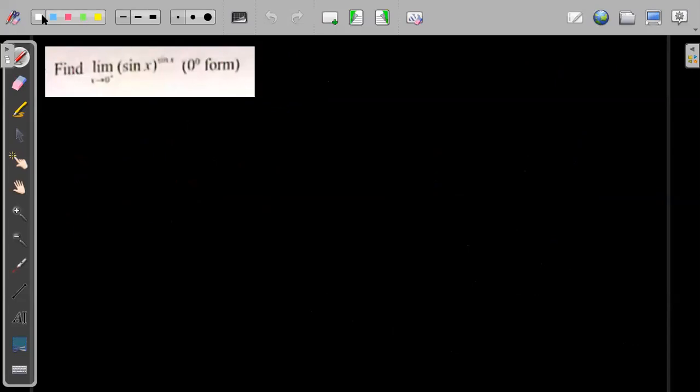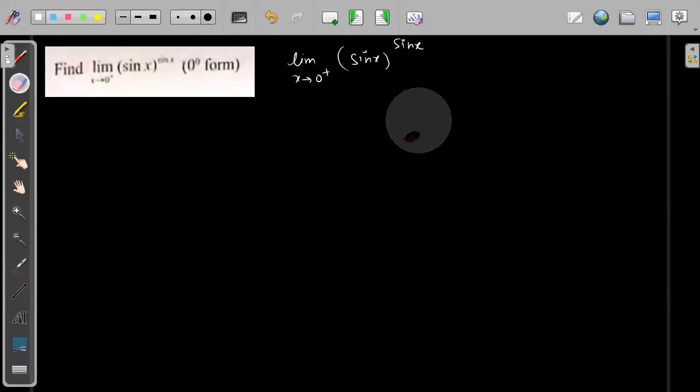This question came in your exam. Limit of x tending to 0 plus, sin x to the power sin x. This was a little confusing question, right? Because you have log sin x, and this form we have not done till yet. So just try to solve this using the same method.